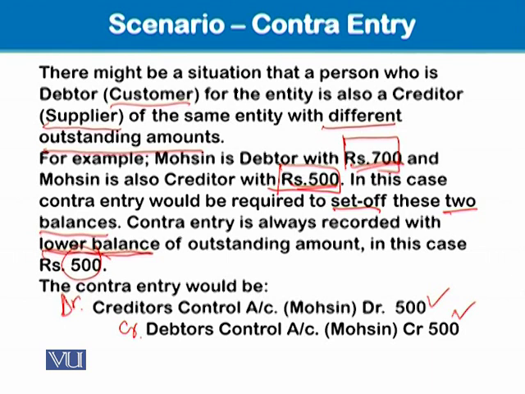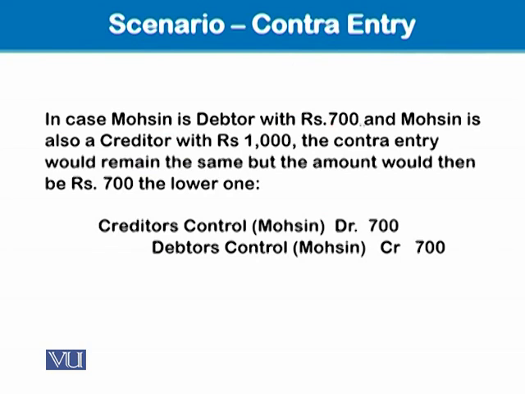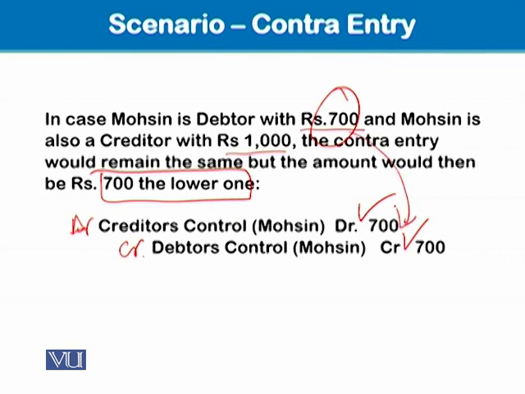Okay? Well, so remember, in this situation, Mohsin was a debtor with 700 and he was a creditor with 500, and we passed the accounting entry with 500 for contra. What if Mohsin is a debtor with 700 but Mohsin is a creditor with 1000? Now tell me. Yes, written in front of you, 700 is lower, and the same accounting entry, debit to the creditors and credit to the debtors, with the lower amount, which is 700. So this will appear in the debit side of the creditors control account and the credit side of the debtors control account, being a contra entry. It is also known as set off or transfer of balance.